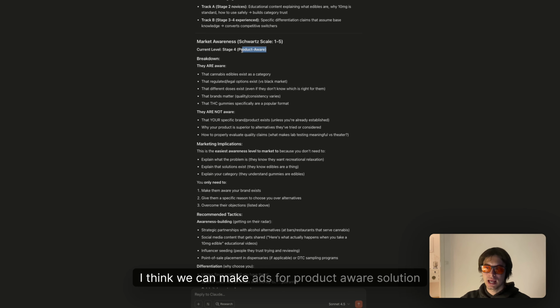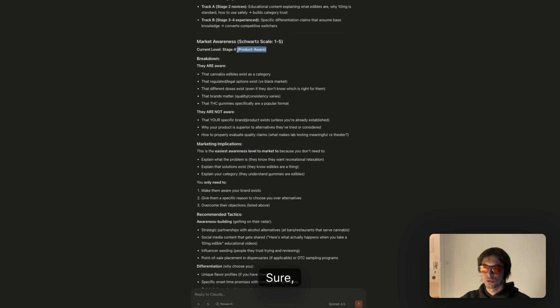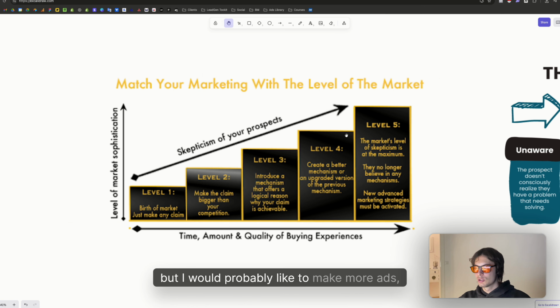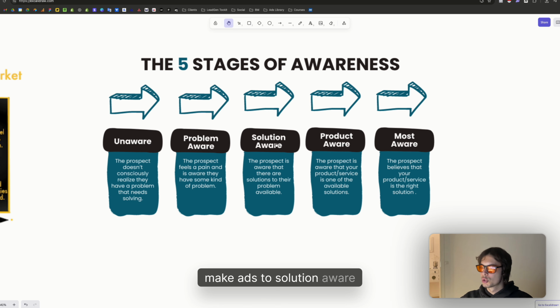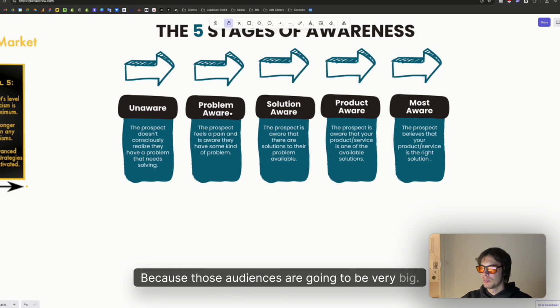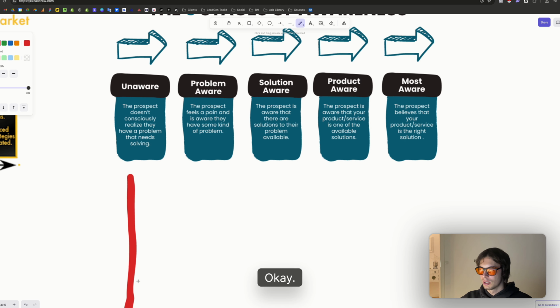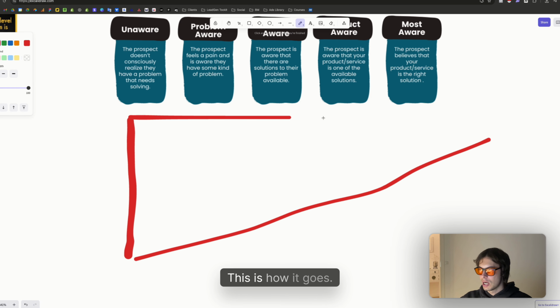I think we can make ads for product aware as well, sure, but I would probably like to make more ads, which is usually what I always do, to a solution aware and problem aware audience, because those audiences are going to be very big. You have to imagine this as a funnel, right? Okay, so let's imagine like this. This is how it goes.